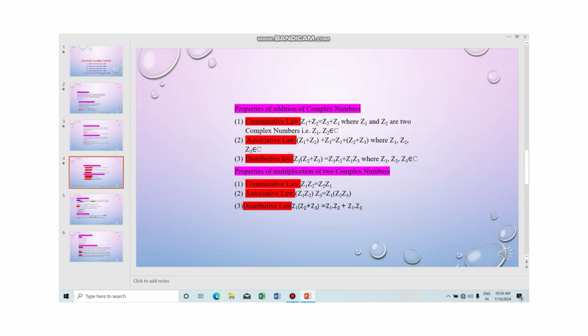Now, properties for multiplication of two complex numbers. First of all, commutative law. z1 into z2 equals z2 into z1. Associative law. z1 into z2 into z3 equals z1 into whole bracket z2 into z3. Distributive law. z1 whole bracket z2 plus z3 equals z1 into z2 plus z1 into z3.